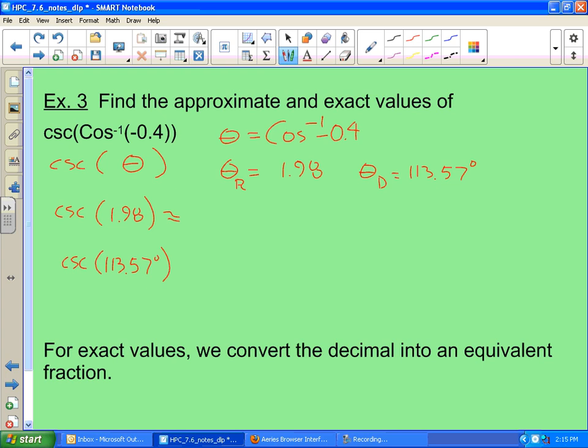Wait, before we go on with the 113.57 or the 1.98, do both of those fit within the range of an inverse cosine? Yes? No? What's the range of inverse cosine, folks? 0 to pi. What's the range of inverse sine and tangent? Negative pi over 2 to pi over 2. All right, we've got to get that locked in and loaded. Anyway, either of these, whether degree or radian, would give me the 1.09. That's my answer. So that's the approximate answer. That's not the exact answer. So how do we go about finding the exact answer for this thing?